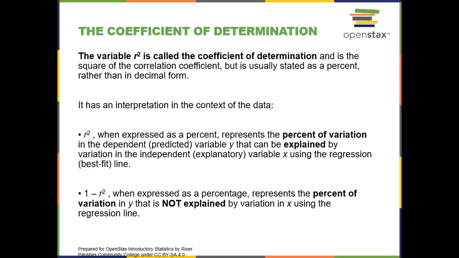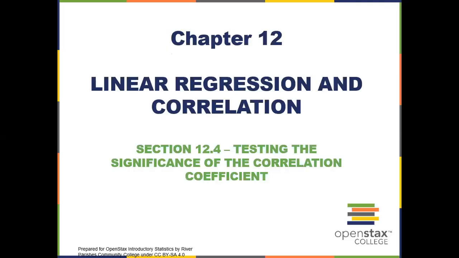The variable R square is called the coefficient of determination and is the square of the correlation coefficient, but usually stated as a percentage rather than in decimal form. It has an interpretation in the context of the data. R square, when expressed in percent, represents the percent of variation in the variable Y that can be explained by the variation in the independent or X variable. 1 minus R square, when expressed as a percentage, represents the percent of variation in Y that is not explained by variation in X.